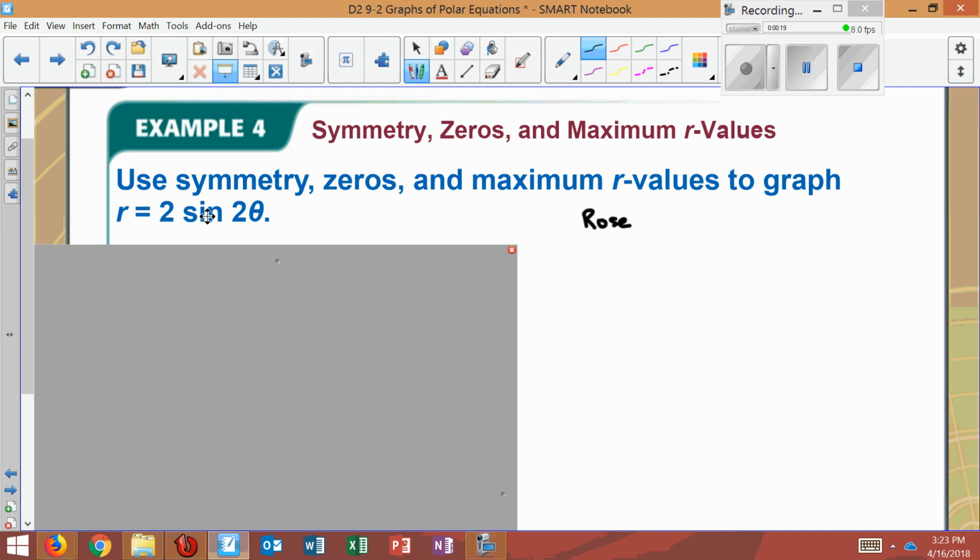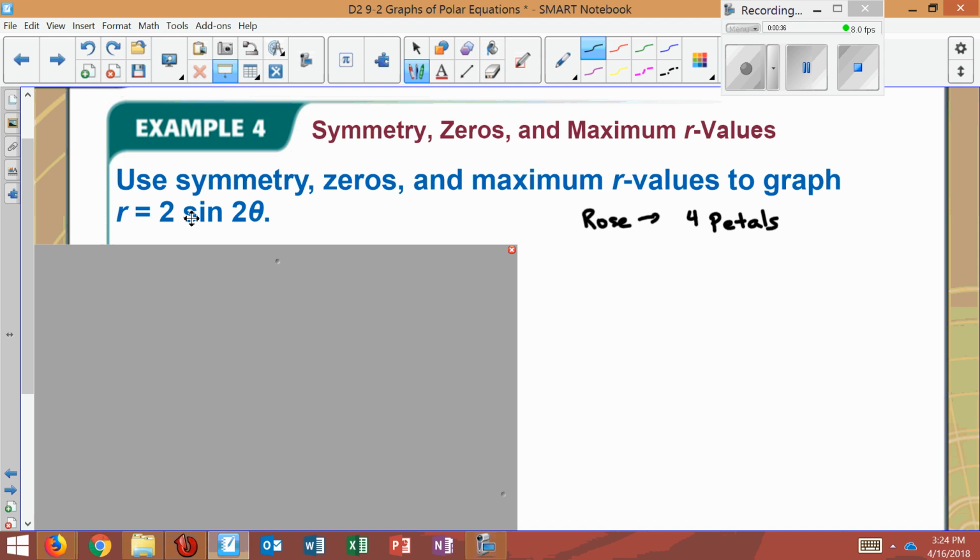So the shape is a rose. And roses are typically centered without any other number added or anything like that. So it's centered about the origin. But the 2 theta is telling me I have 4 petals, because it's even, you double them. Anytime you have an even number, it's going to be doubled.